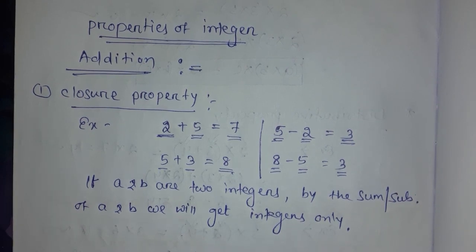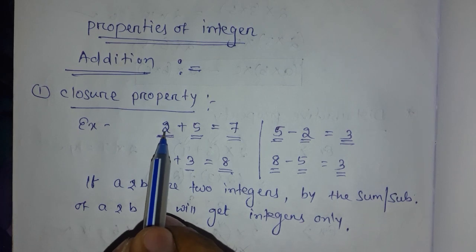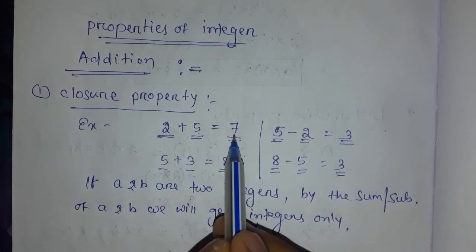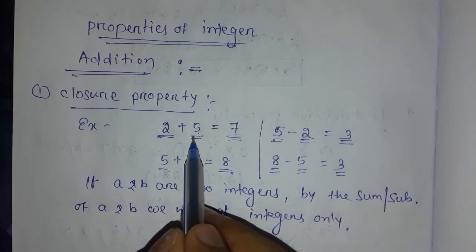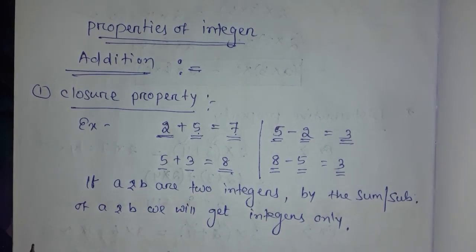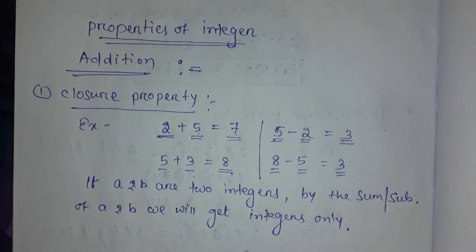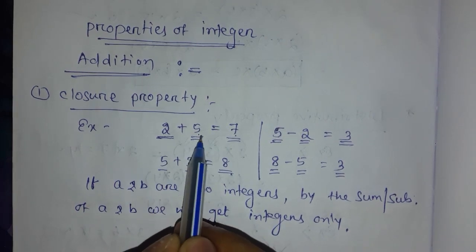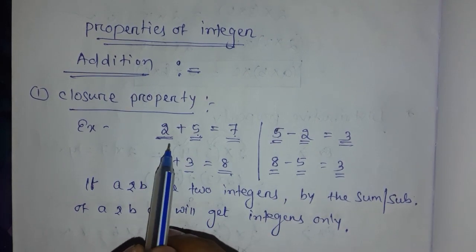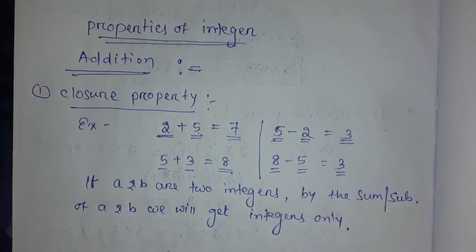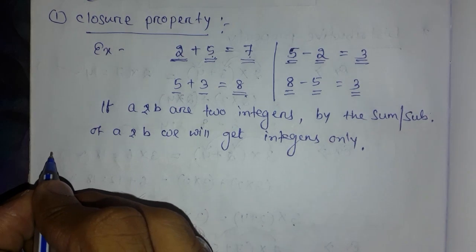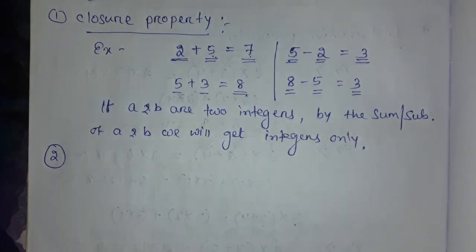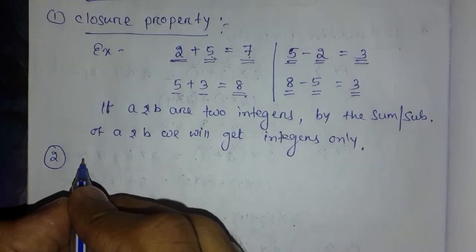Under whole numbers also we can say it like this: 2 is a whole number, 5 is also a whole number, so 7 is also a whole number. If we add any whole numbers, we will get a whole number only. In integers, if we add or subtract any two integers, we will get an integer only, and that is the closure property under addition. Then next we will do the next property, that is the commutative property.